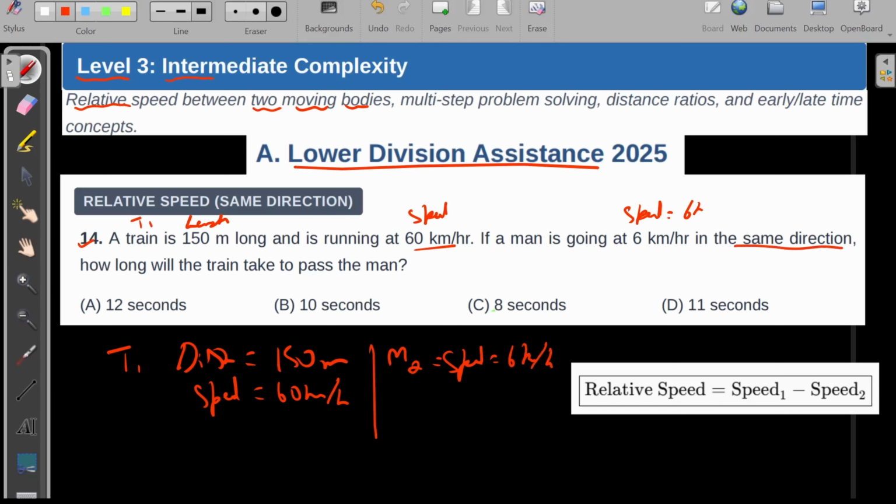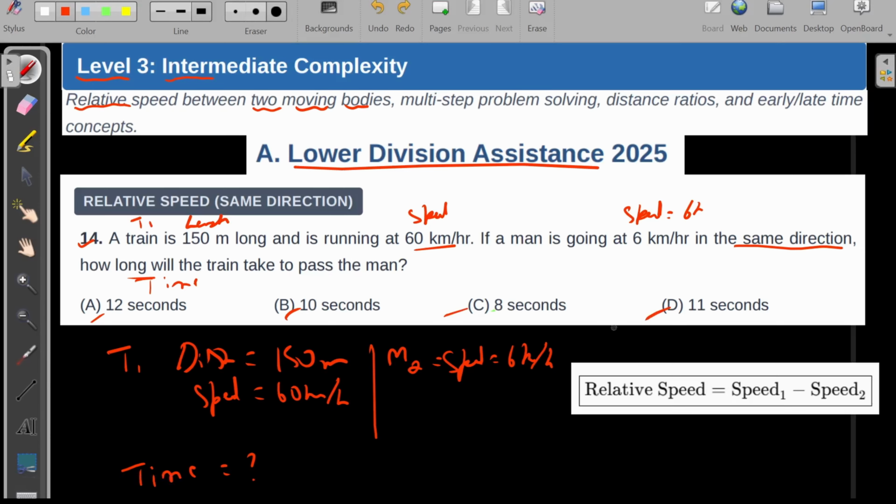Now they're moving in the same direction, so we need to find how long. So we need to find the time. How long will it take for the train to pass the man? So we need to find the time. How long would it take? What option is given? Is it option A, option B, option C, or option D?